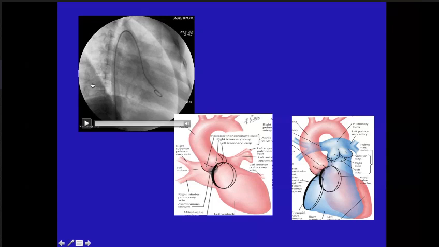Now this is the RAO. I don't think there's any cranial. I think just because they have included more of the vertical extent, you're seeing the diaphragm. Because when you do a true cranial view, the heart has to overlap the diaphragm. Okay. Now is the heart overlapping the diaphragm?